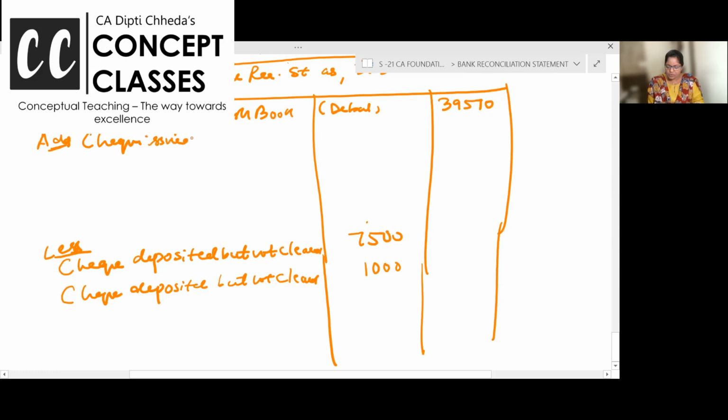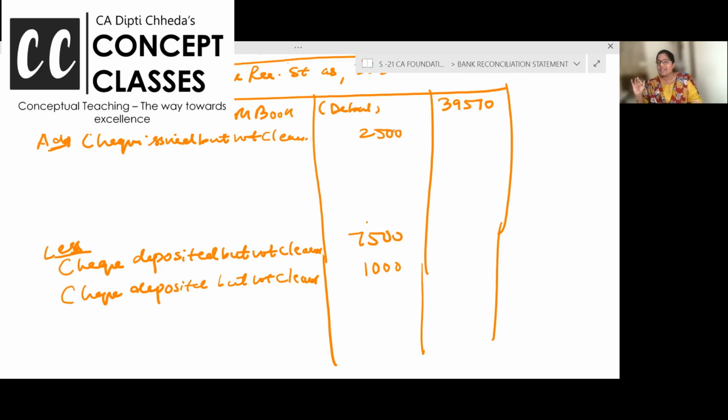Check issued but not cleared. Encashed 2,500. When I issued the check, credit. Now, debit. Next, I issued to creditor 20,000 on 25th March, out of which checks of 3,000 were presented to bank by 31st. Out of 20,000 checks I issued to my creditor, only 3,000 were cleared.